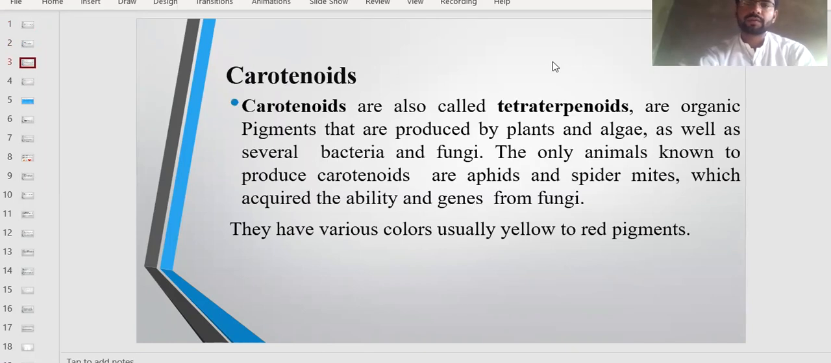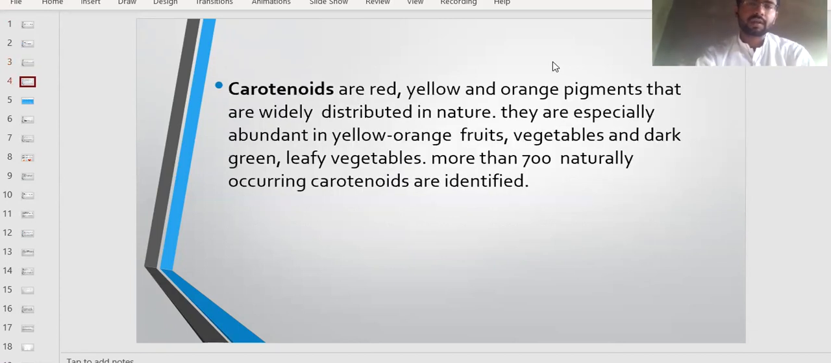First of all, we have to see what carotenoids are. Carotenoids, also called tetraterpenoids, are organic pigments produced by plants and algae as well as several bacteria and fungi. The only animals known to produce carotenoids are amphibians and spider mites, which acquired the ability and gene from fungi. They have various colors, usually from yellow to red pigments.